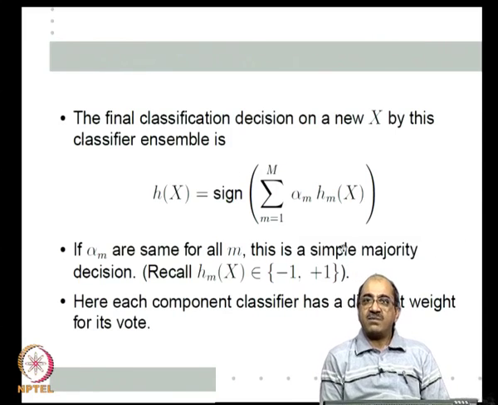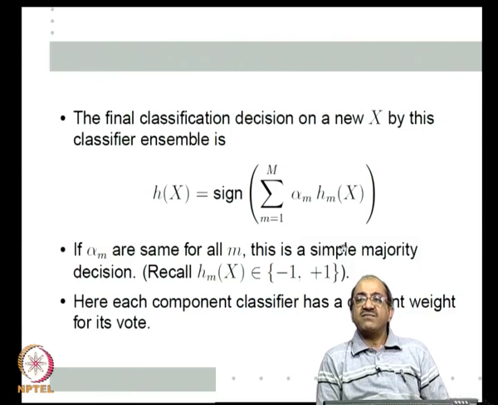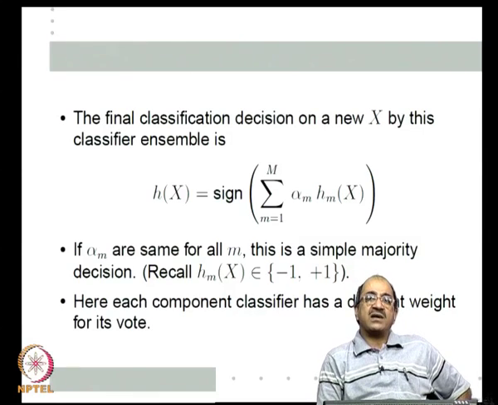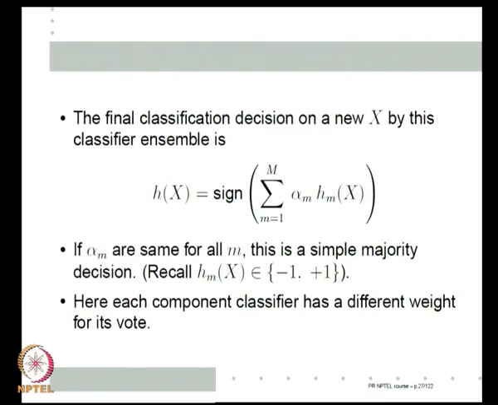If I did not have alpha m, each classifier's vote would have the same weightage. So, I would ask how many classifiers say +1, how many say -1, and take the majority. Now, I am not doing that, because each vote has a weight. I am summing up the weights of all the +1 classifiers, and the weights of all the -1 classifiers, and asking which is larger. The weight is alpha m.